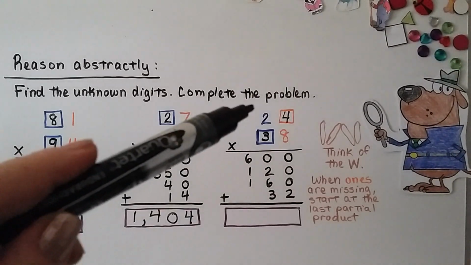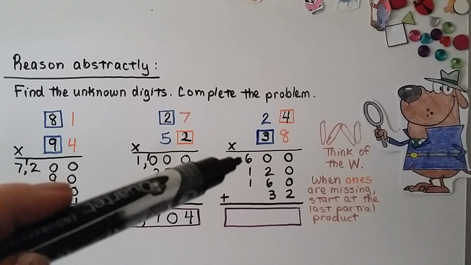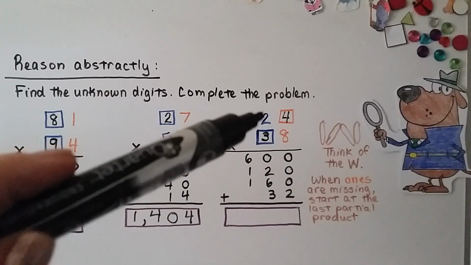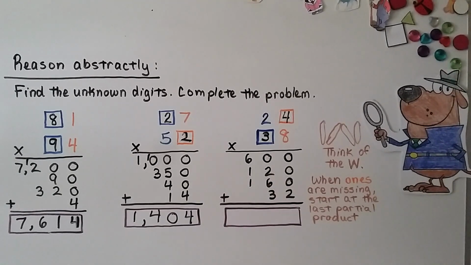Now let's see if it fits for this first part. 30 times 20 is 600. That makes sense because 3 times 2 is 6, and 30 times 20 would have 2 zeros in the factor, so there'd be 2 zeros in the product. Now we just need to add them.